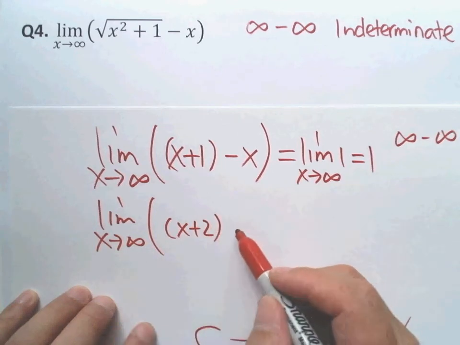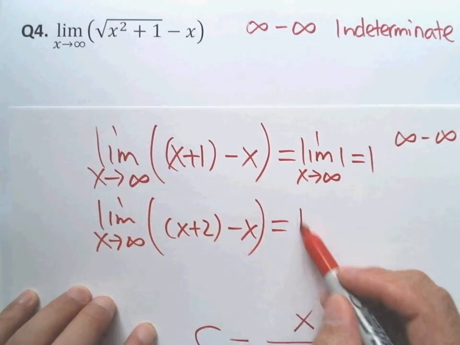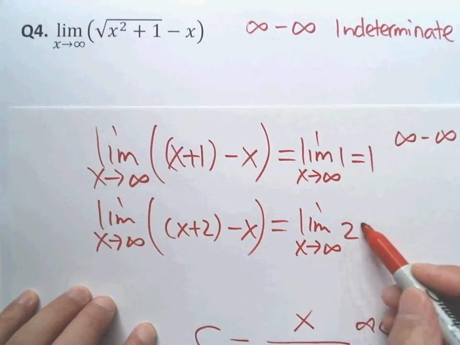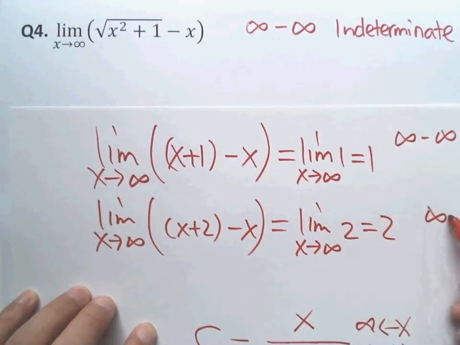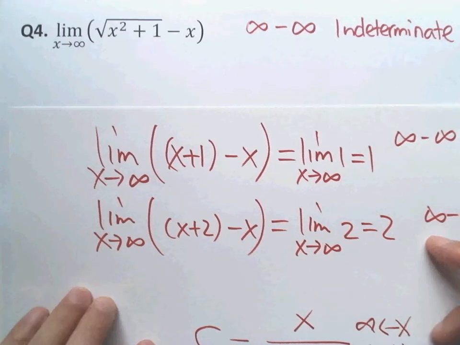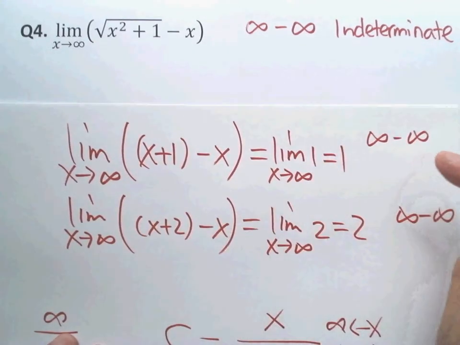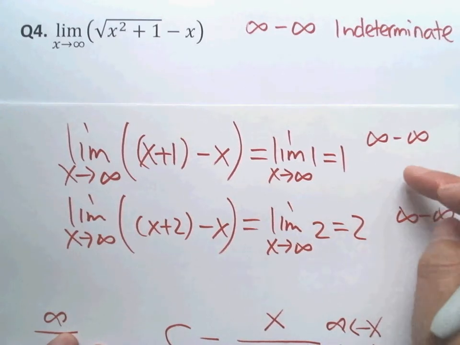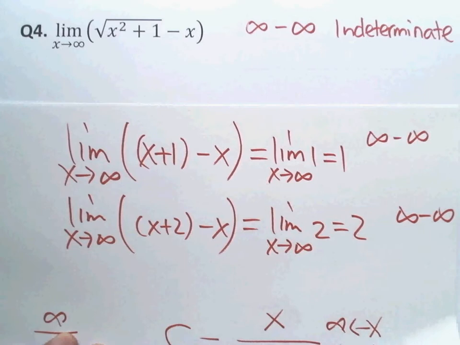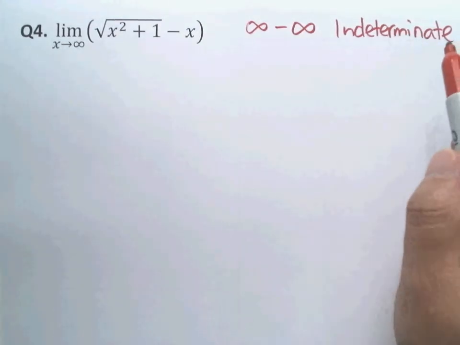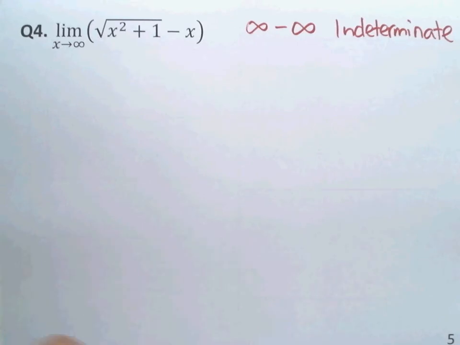The same, you can imagine. I just change it to x plus 2 minus x, and then we get the limit as x approaches infinity of 2. The limit of 2 is 2. This is also infinity minus infinity. Just to give yourself an idea. For infinity minus infinity, we cannot determine the result. We need to look at the details. So this form we still call an indeterminate form.